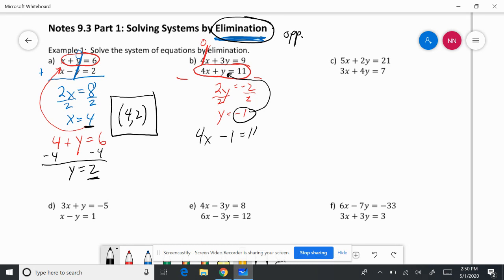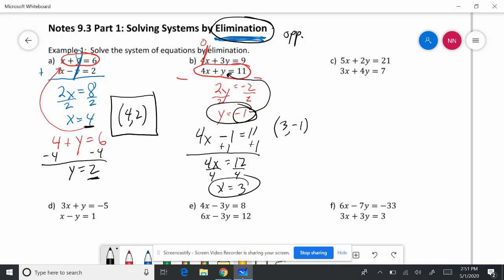Now I'm going to continue solving for x. I'm going to add the 1. I get 4x is equal to 12. Then I divide by 4. So x is equal to 3. Remember, when we write an ordered pair, we go in alphabetical order. x comes first, y comes second.